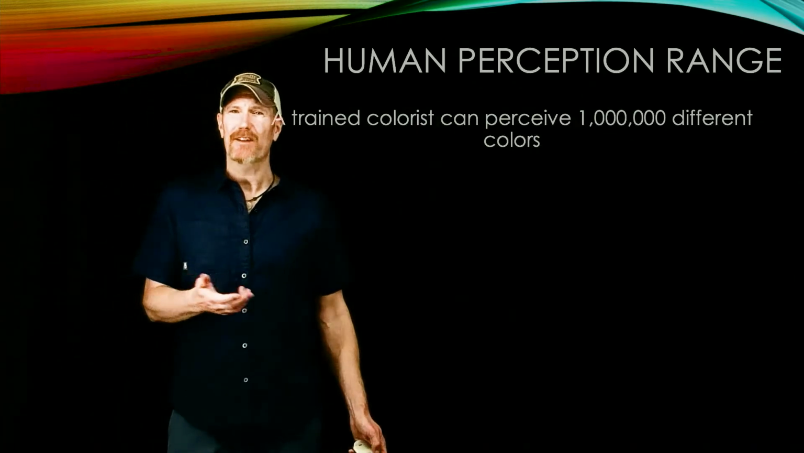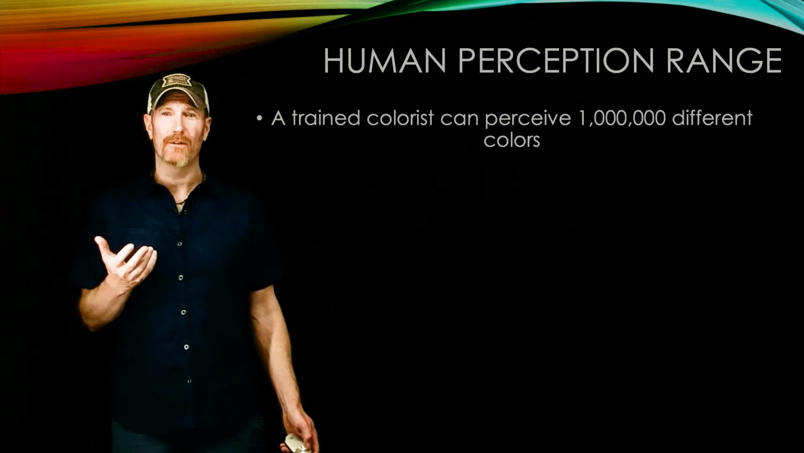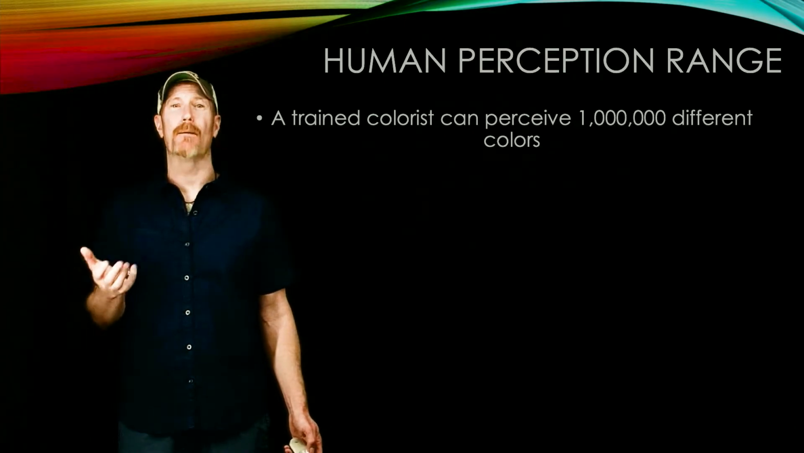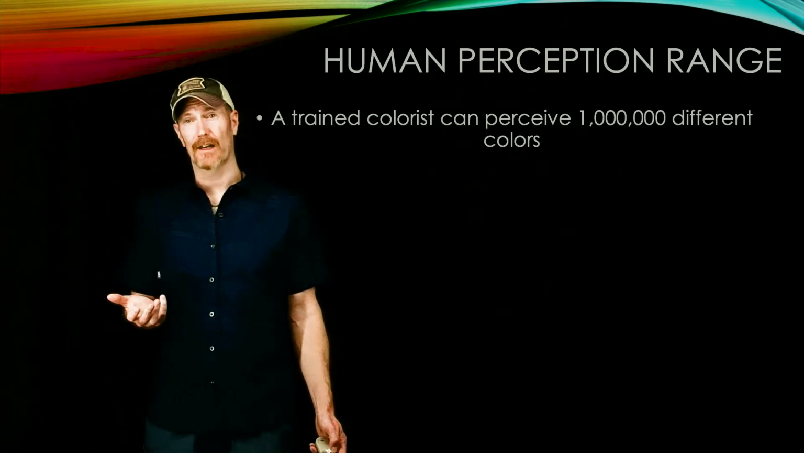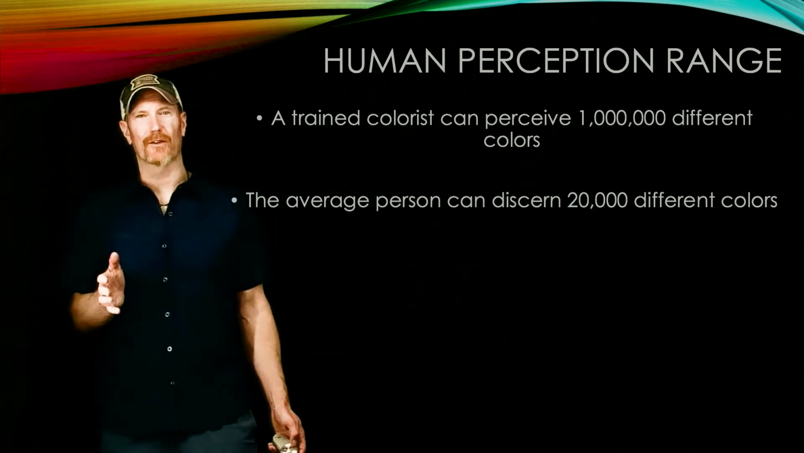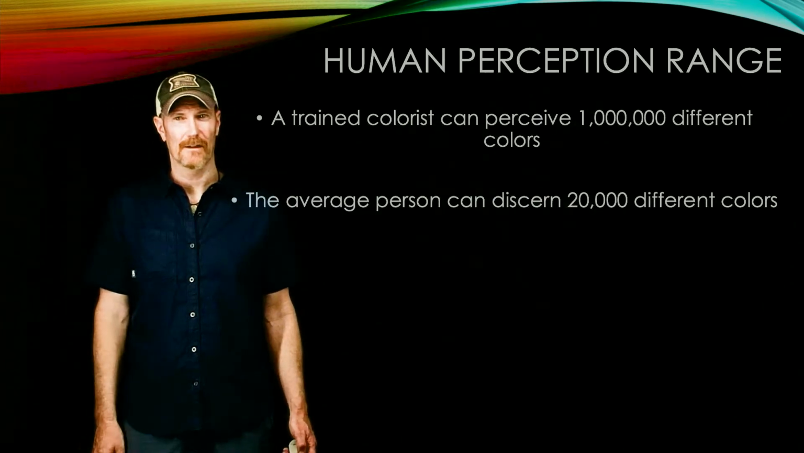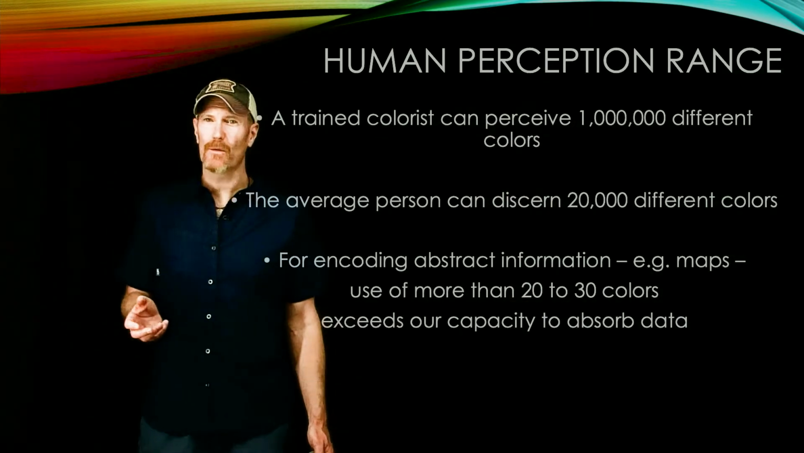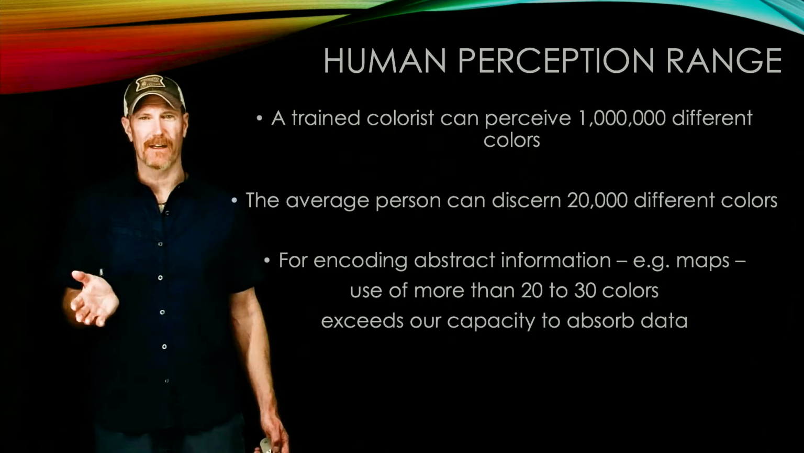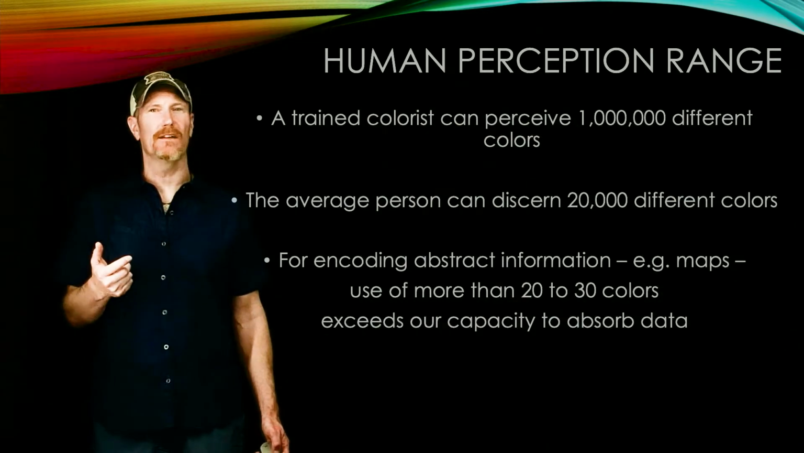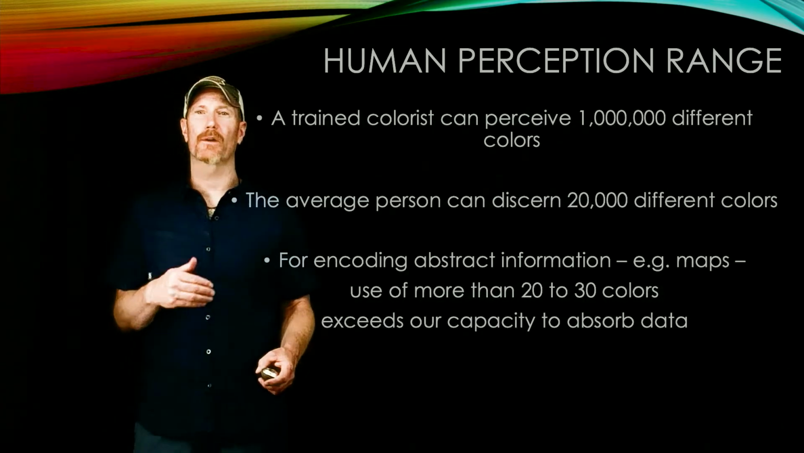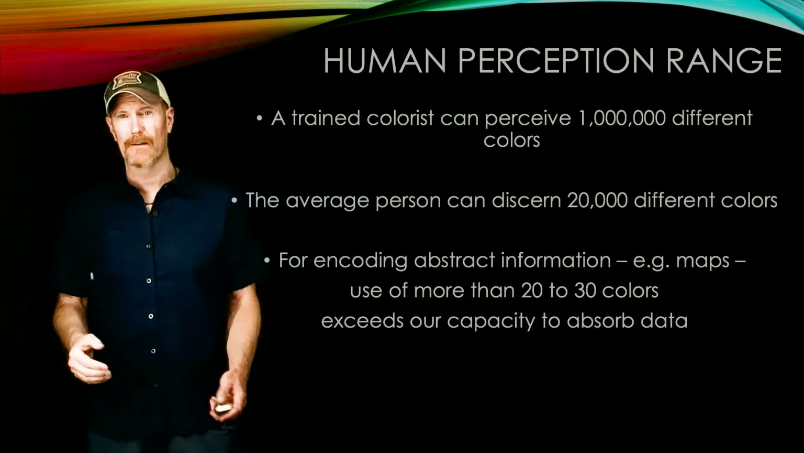So how much can you see? Well, a trained colorist, somebody who does it for a living and has worked their whole life and maybe even just has a good genetic ability, can see 1 million different colors. That's incredible. But the average person can discern about 20,000 different colors, okay? Now, when you put it on a map, you probably don't want to go for more than 20 to 30 colors because that exceeds our ability to discern differences and absorb the data, right? Especially if we're encoding value with the color.